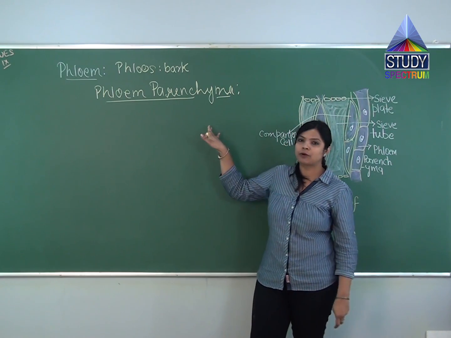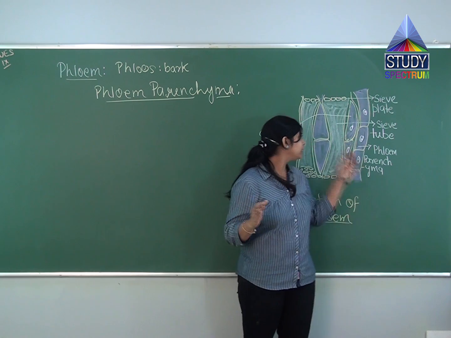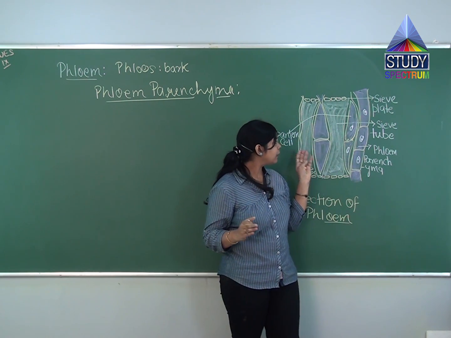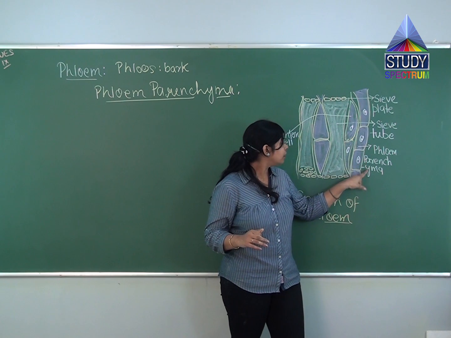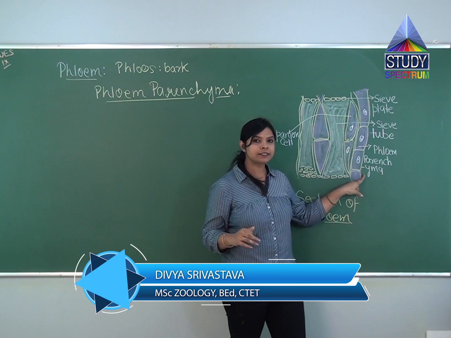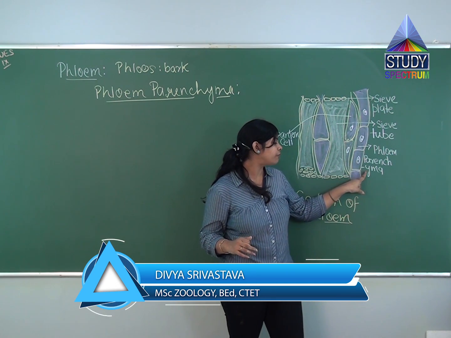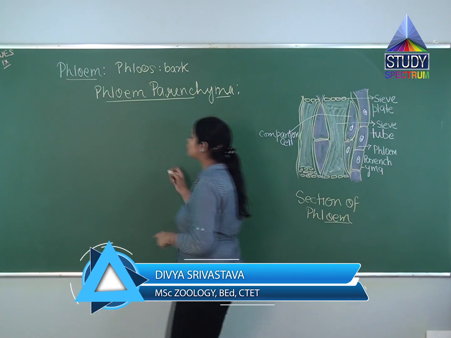Now we are going to discuss the phloem parenchyma. These are also thin-walled cells, and if you see here, they are elongated cells. What is their role? They help to store food.